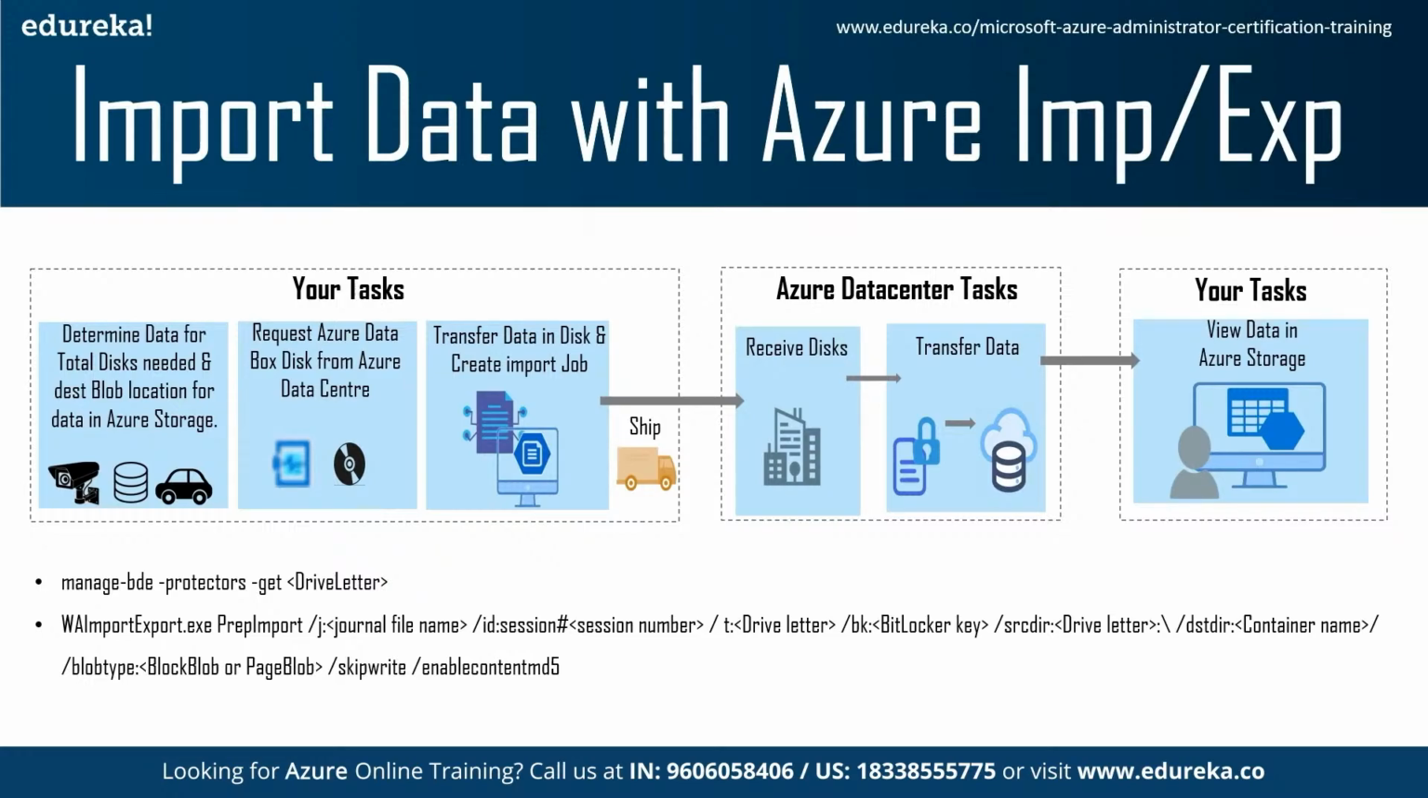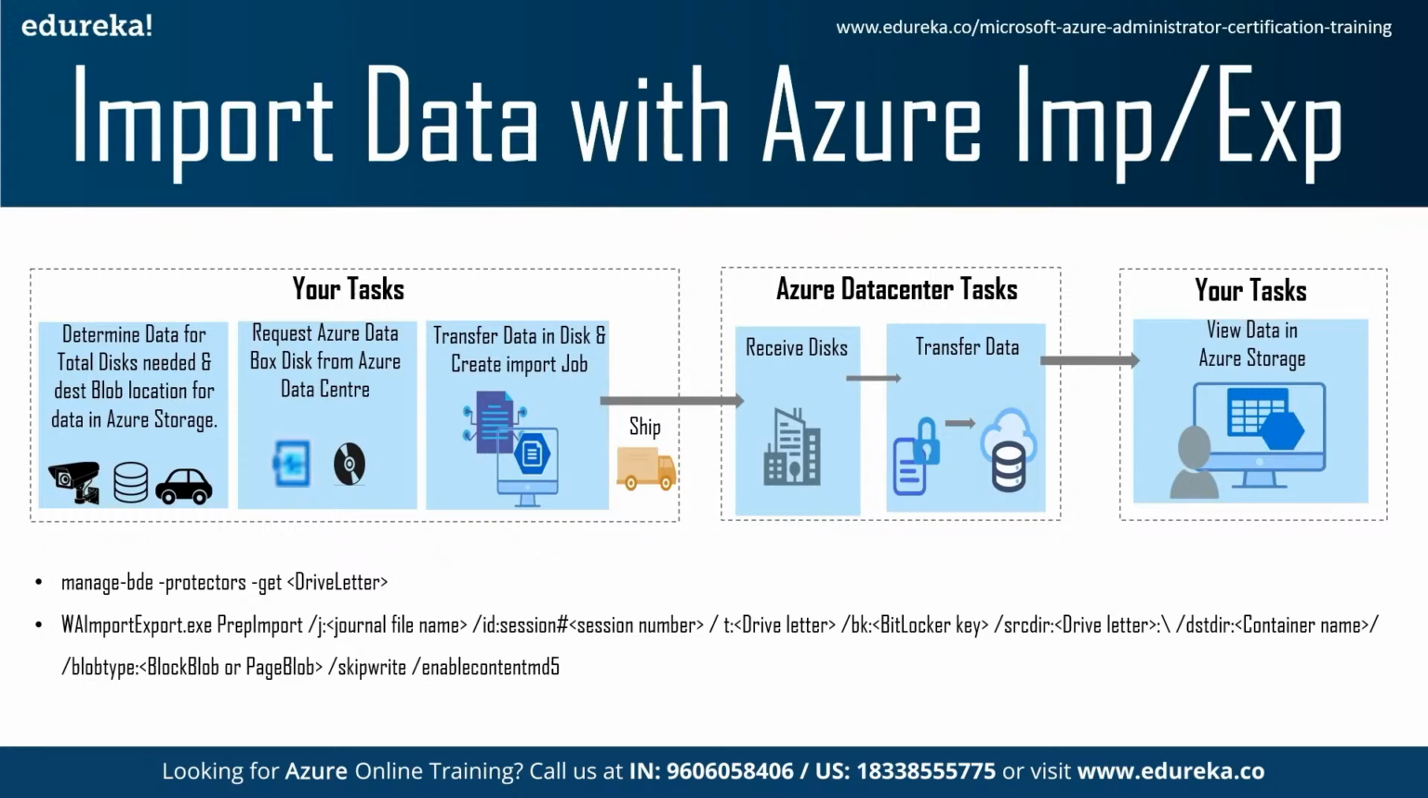For that you have to give the drive letter, just like I explained: local disk C, then D, then F, all these are drive letters. Then you have to give the BitLocker key, which will also be generated through the WA import export tool. And then again the source directory drive letter, and the destination directory container name, you have to give that as well.